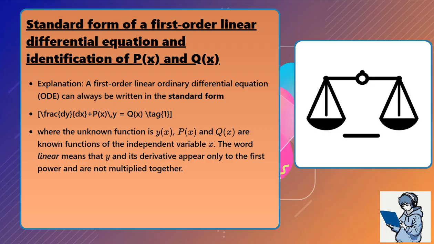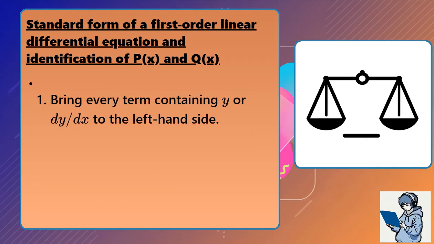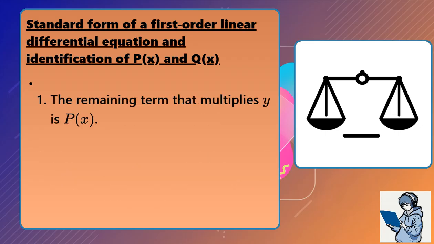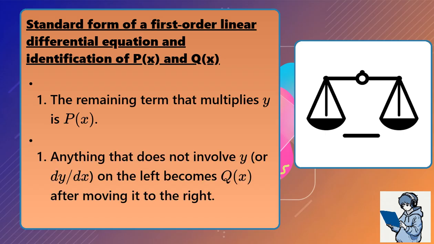How to recognize p(x) and q(x): bring every term containing y or dy/dx to the left-hand side. Make sure the coefficient of dy/dx is 1. Divide the whole equation by that coefficient if needed. The remaining term that multiplies y is p(x). Anything that does not involve y or dy/dx on the left becomes q(x) after moving it to the right.